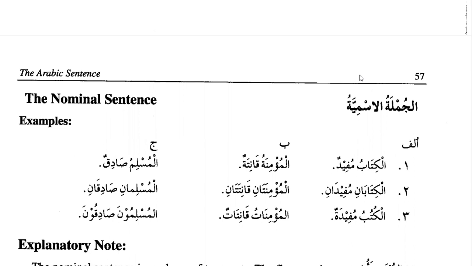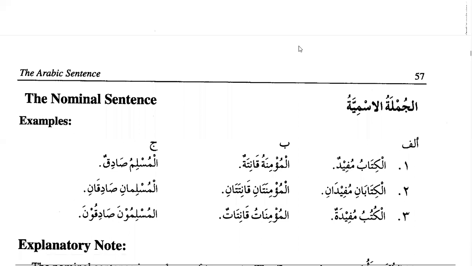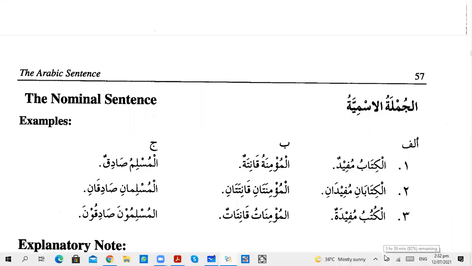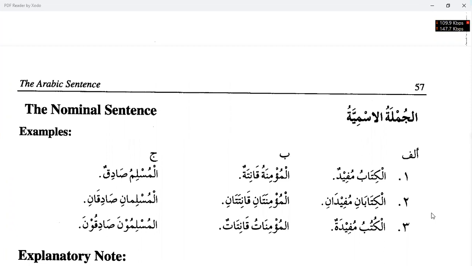Al-kutubu mufidatun. Ba. Al-mu'minatu qanitatun. Al-mu'minatani qanitatani. Al-mu'minatu qanitatun. Jim. Al-Muslimu sadiqun. Al-Muslimani sadiqani. Al-Muslimuna sadiqun. These are the examples of Jumla Ismiya in Mufrad, Musanna and Jama.